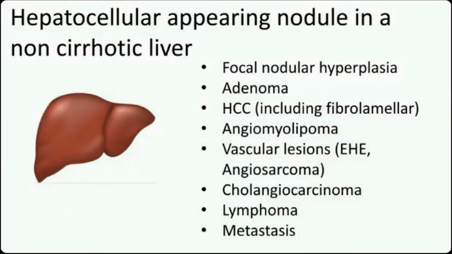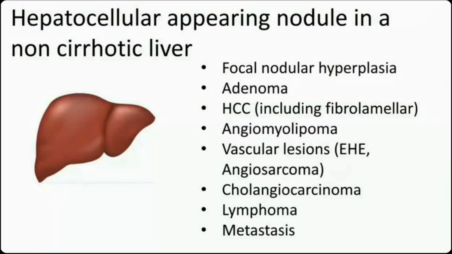So when you are approaching a liver lesion in a liver, the important thing is to see whether there's any background chronic liver disease, because the differential diagnosis changes quite considerably. So in a non-cirrhotic liver, you're looking at reactive lesions such as focal nodular hyperplasia, benign lesions, and malignant lesions, both hepatocellular, but also of bile ducts, of blood vessels, of lymphomas, and also metastatic spread. So the differential is extremely wide.